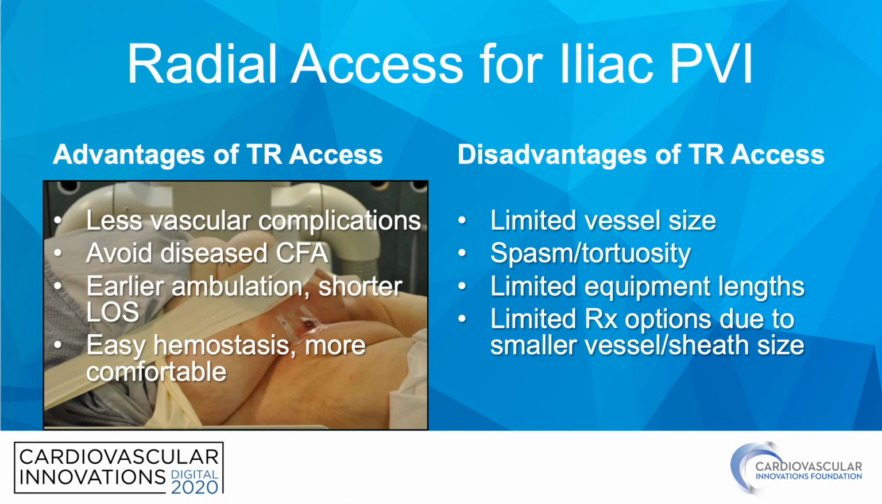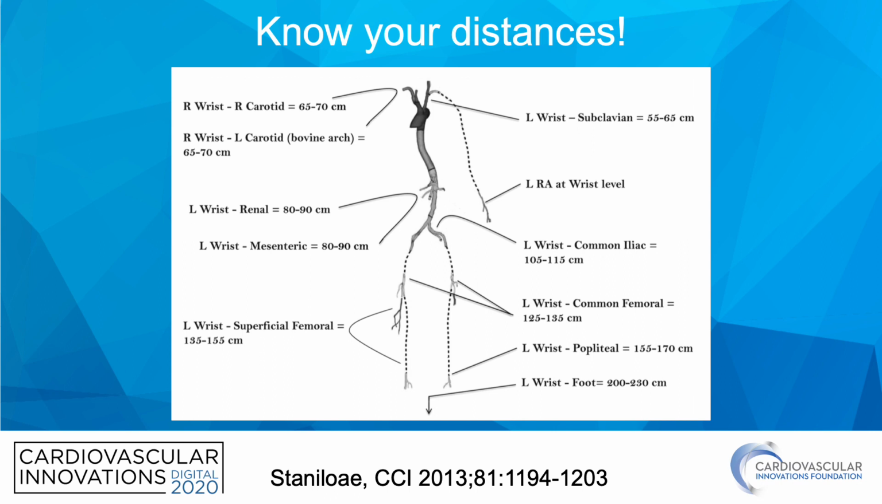access. Radial access for iliac PVI is becoming more popular because of the lower vascular complications associated with the radial artery approach, avoiding diseased, obese groins, earlier ambulation, shorter length of stay. But we have to acknowledge that there are limitations due to spasm and tortuosity of the radial artery. And right now, we still have somewhat limited equipment lengths and treatment options available.